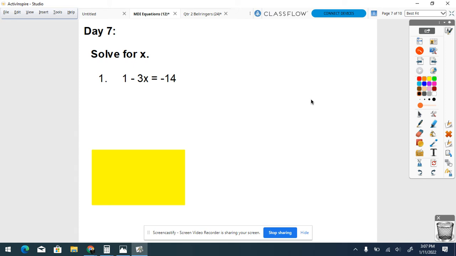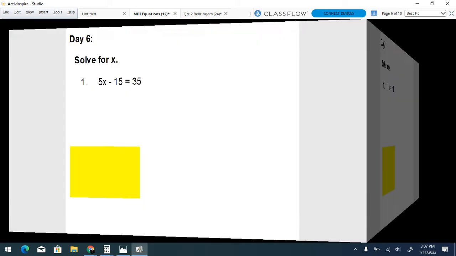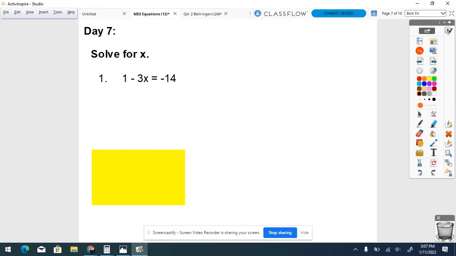All right, everyone. So today's the lesson for Tuesday, January 11th. And again, if you don't have your math binder at home or anything, that's fine. Just use a sheet of paper. Okay, for the MDI, make sure you write down day 7 so we know which day it is. So if we go to grade it, it just makes it a little bit easier for us.